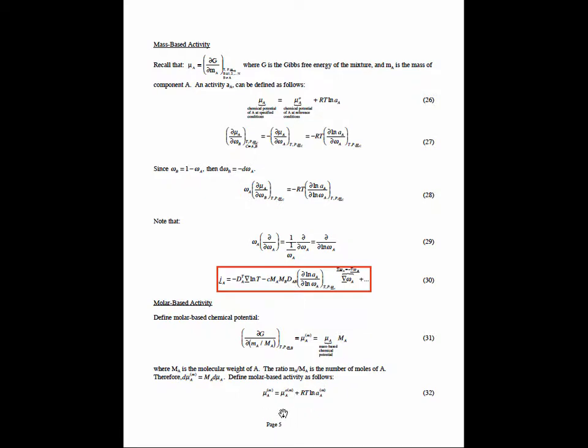You can also define an activity on a molar basis using exactly the same formalism that we've shown up here for the mass-based activity, and evaluate the derivative in a very similar fashion. What we define as an ideal solution will be one in which this criterion holds, that is, the change in the log of the activity with respect to the mole fraction of A is equal to 1. That means that the activity coefficients are independent of composition.